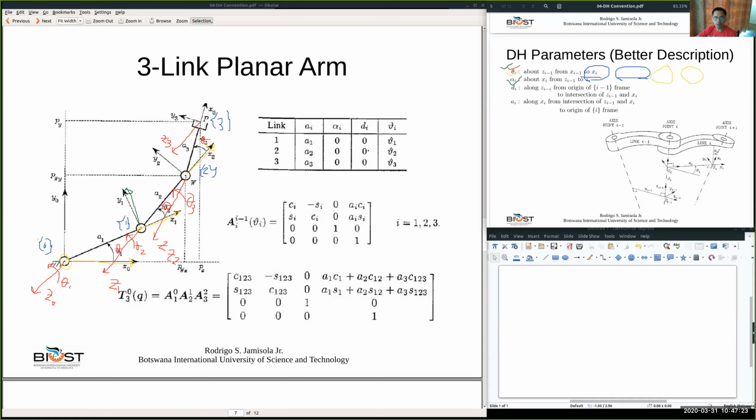I cannot make a bigger eraser. Okay. Cannot make a bigger eraser. There. I can just erase like this. Okay.